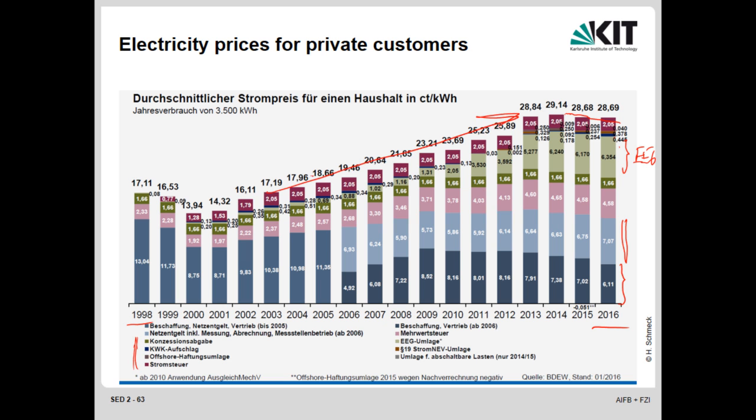But it has always been going up. And now, like in 2011, we had the energy transition decision. Here we have a price increase, and now it's more or less stable. Yeah, so I don't know how that will develop.